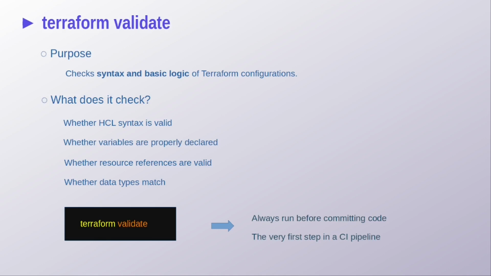An example: we run terraform validate. Simple, fast, reliable. When should we use it? Before committing code, and as the first step in CI every single time. If terraform validate fails, nothing else should run.